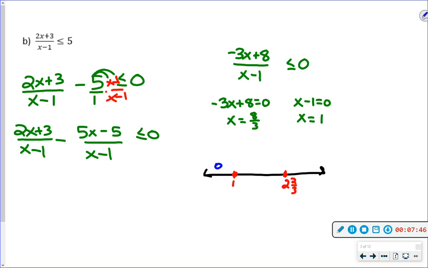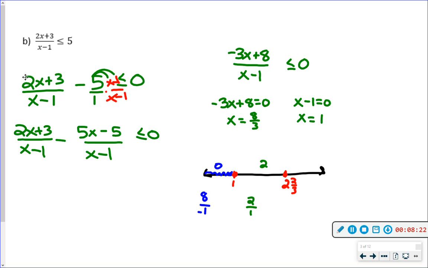Because I'm standing here, I'm going to do this guy. So I'm going to put 0 in here. -3 times 0 is 0. 0 plus 8. 0 minus 1. So I have -8. Hey, -8 is less than or equal to 0. That's a win. A little shade of risky. Okay, let's pick a number in the middle. I'm going to pick 2. Seems like a good pick between 1 and 2 2/3. So 2 and first. -3 times 2, -6 plus 8. And then 2 minus 1. 2 is not less than or equal to 0, so that's no go.